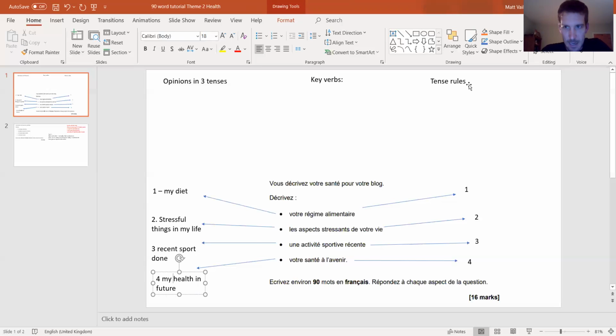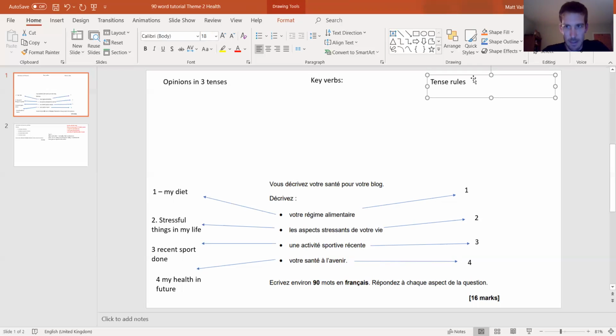Then, definitely, once we've done that, I'm not going to start thinking about this yet, or start writing it yet. I'm going to go up here and do my tense rules. So I've got my tense rules. We do it every week. Present tense, let's write PR, present tense, and it's je, and like we did last time, it's good to do an example. Now, just bear in mind, we've looked at this topic and it's on health.